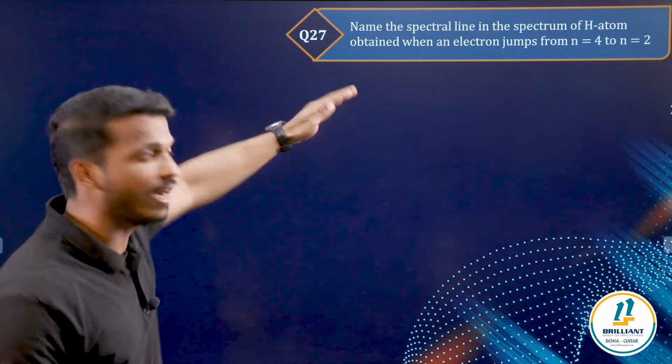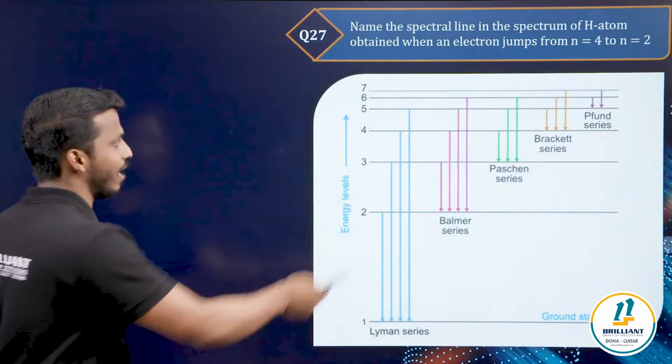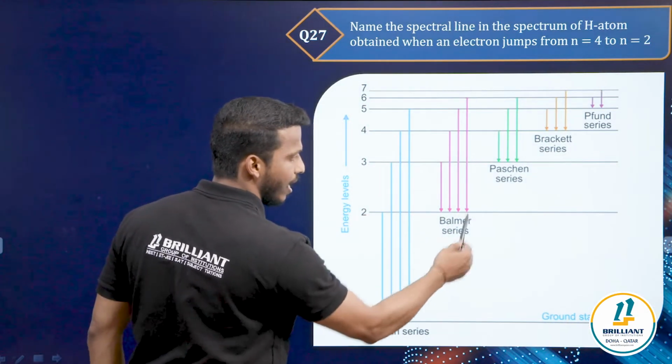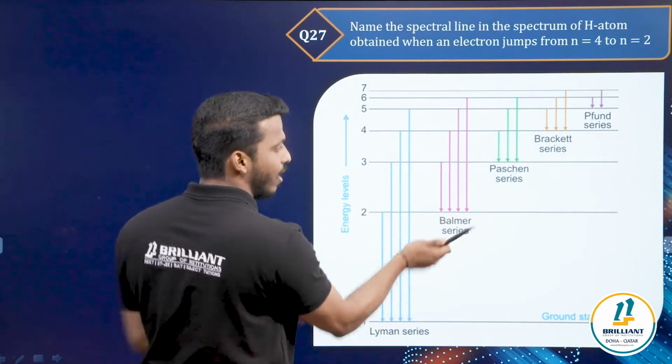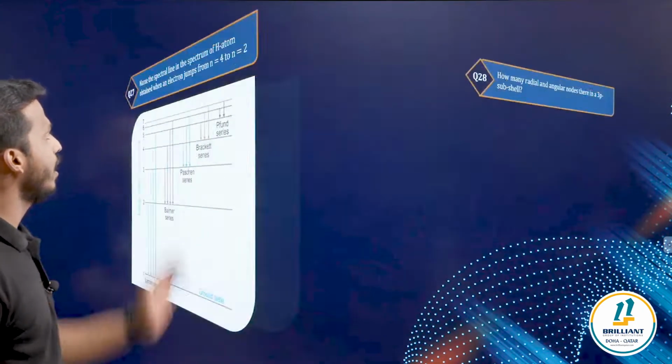See dear all, here the electron is traveling from 4th level to 2nd level. Which means, if it is stopping at the second level, that belongs to which series? Balmer series. Question number 28.